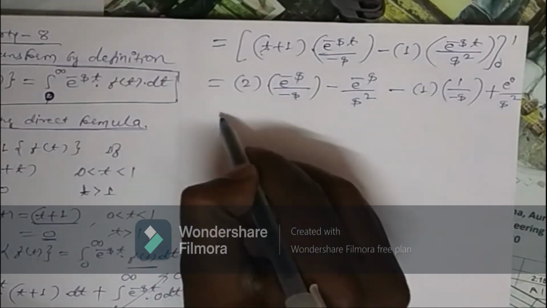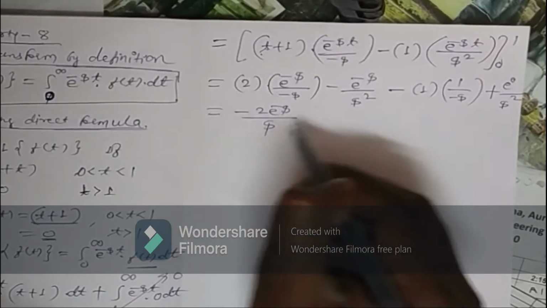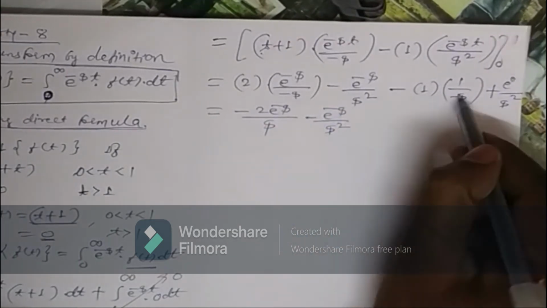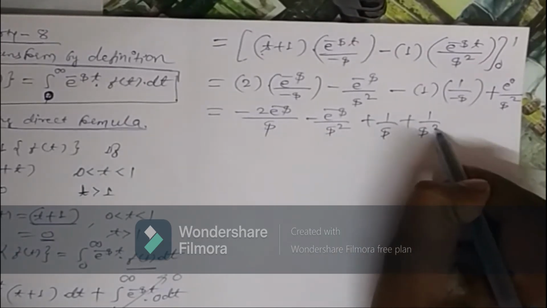Okay, now simplify this. So minus 2 e raised to minus s upon s, minus e raised to minus s upon s square, minus minus plus 1 upon s plus 1 upon s square.